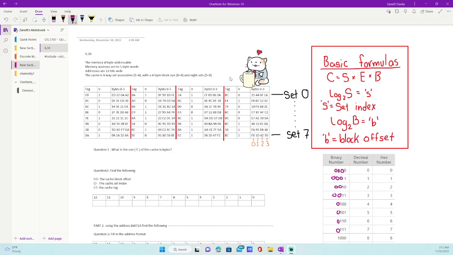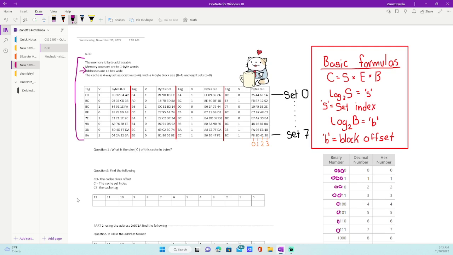Hey, so this video is going to show you how to do this type of problem. So first, what is given to us? This right here is what is given to us, right? The memory is byte addressable, memory accesses are to 1-byte words, and addresses are 13 bits wide. So I'm going to explain to you what this means.